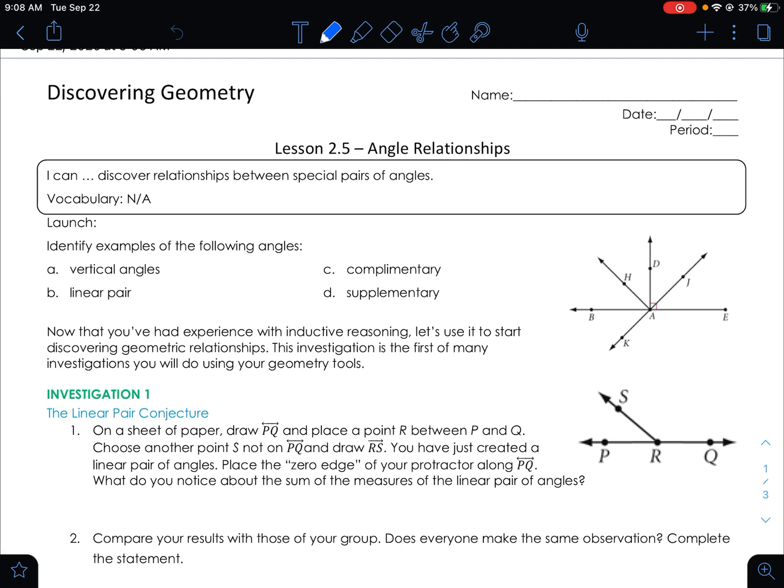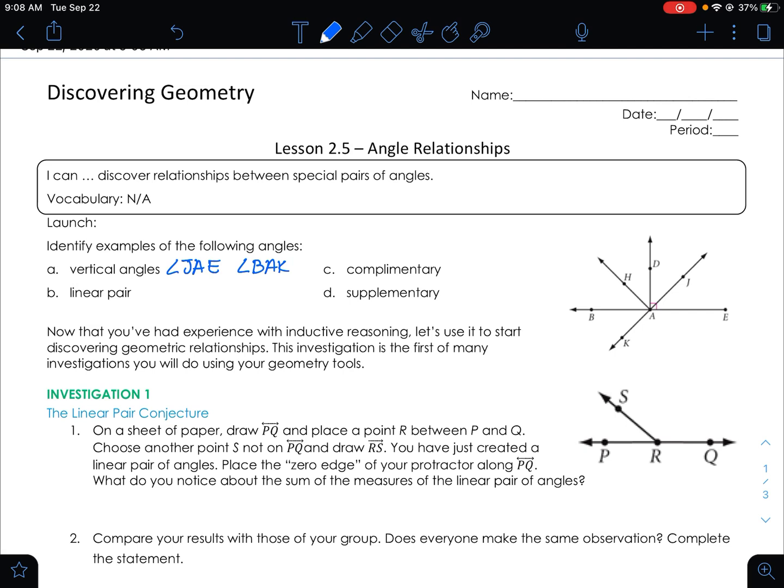Alright, so if we wanted to name a pair of vertical angles, an example of a vertical angle in this problem would be angle JAE and angle BAK. And remember, vertical angles are two angles that are sharing a vertex that are across from each other that are created by two intersecting lines.